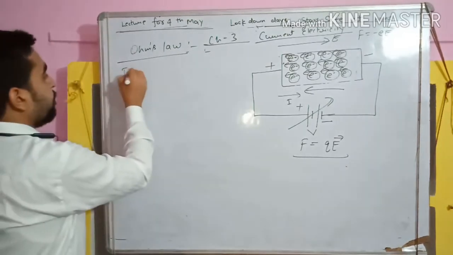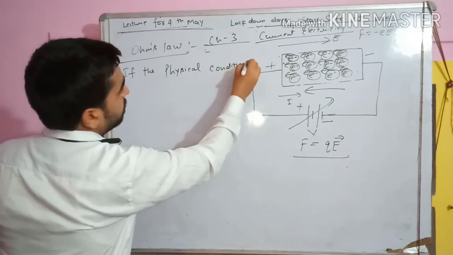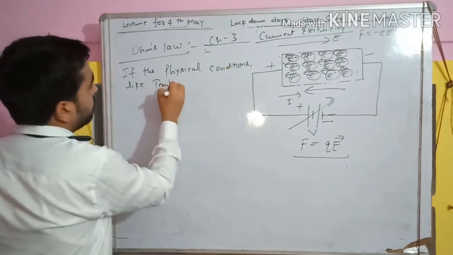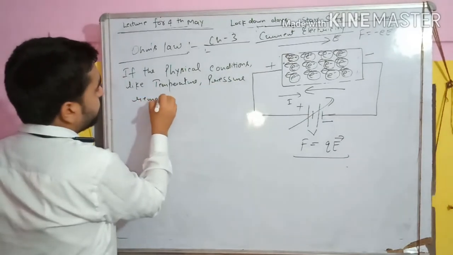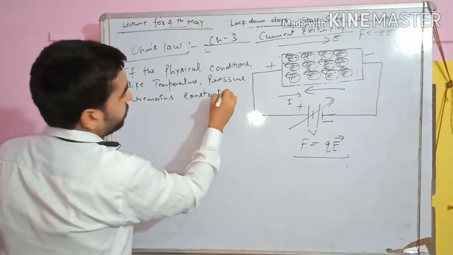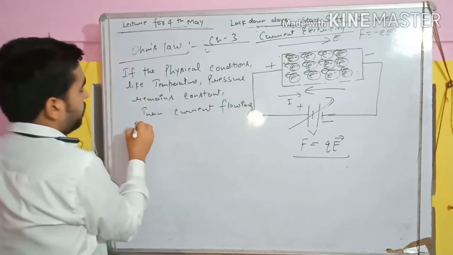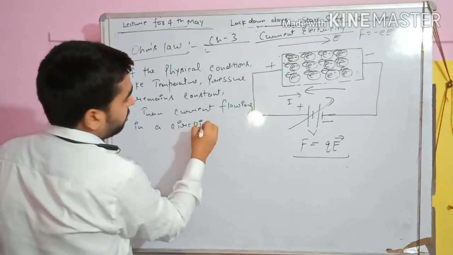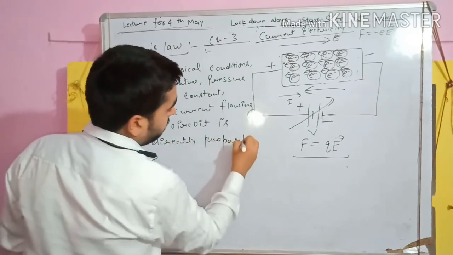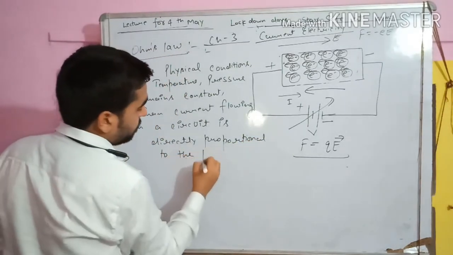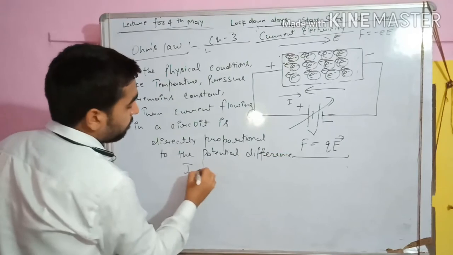And he says, if the physical conditions like temperature and pressure remain constant, then the current flowing in a circuit is directly proportional to the potential difference. And this we can observe in this particular circuit as well. So I is proportional to V.